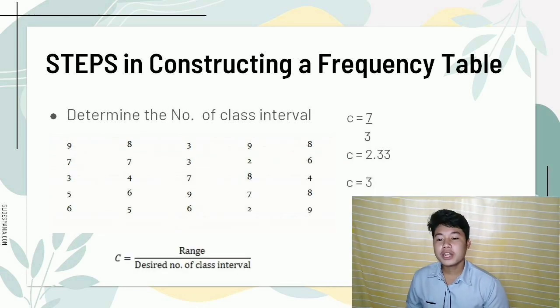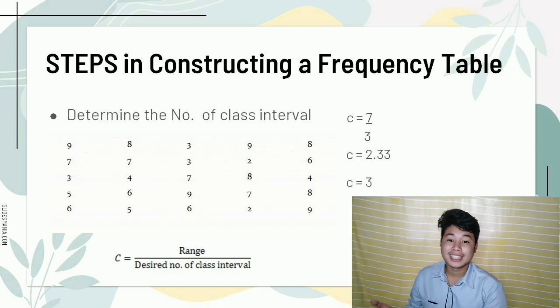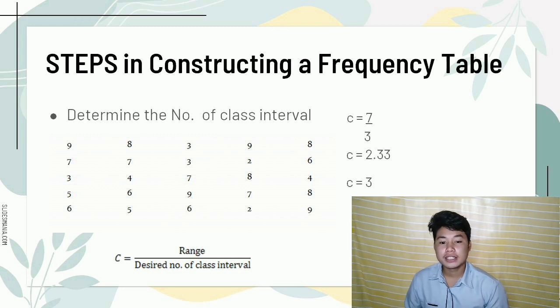The second step is we need to determine the number of class intervals. So we need to follow this equation: C is equal to the range over the desired number of class intervals. Since our range is 7 and our desired number of class intervals is 3, we need to divide 7 by 3, and the answer is 2.33, which we round up to the nearest whole number, which is 3.